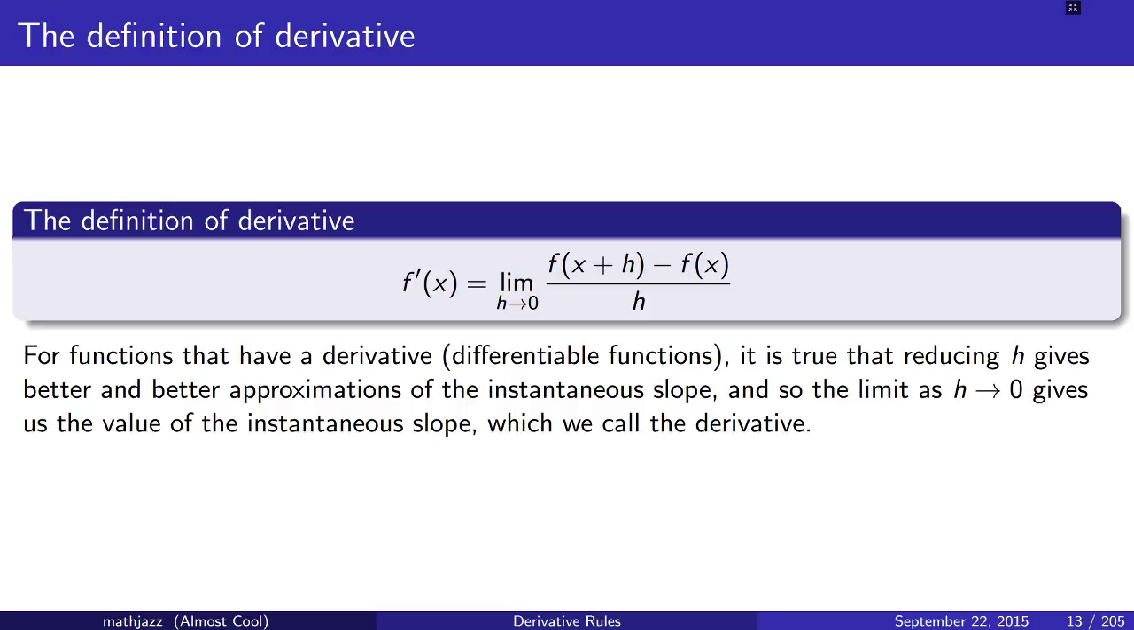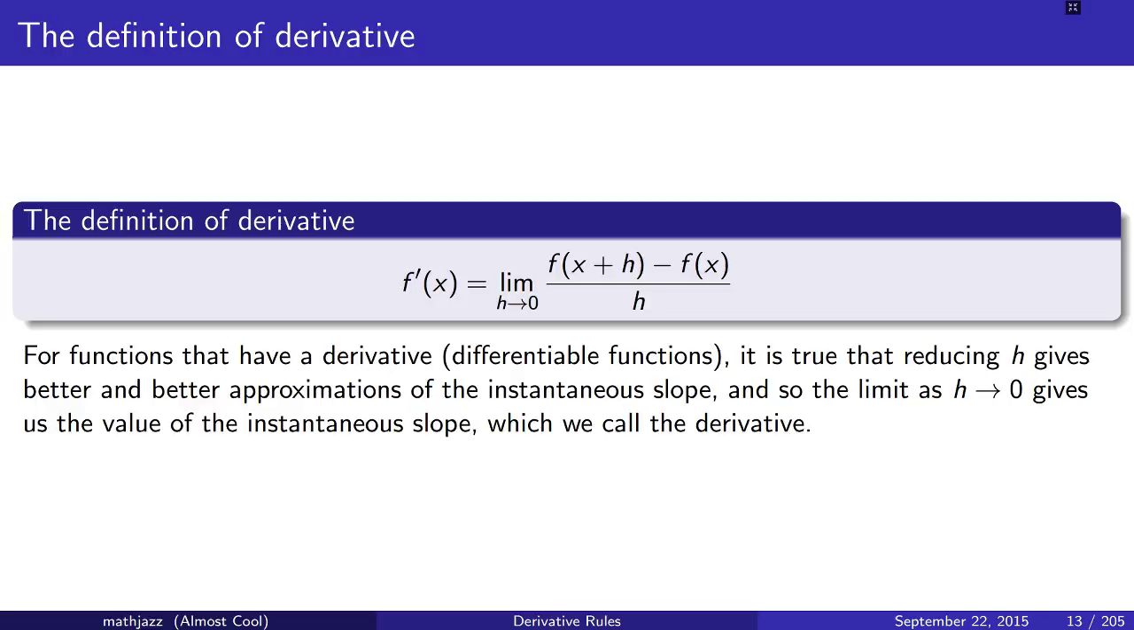I should have placed a caveat on that. Not all functions have derivatives. The ones that do have derivatives are called differentiable functions. And for those functions, reducing h, that is reducing the distance between x1 and x2, will create better and better approximations of the tangent line, the line that touches f at one spot and has exactly the same slope as the function does at that spot. But there are functions that are not differentiable. These limits do not exist, the derivative cannot be computed, and we'll get to those later.